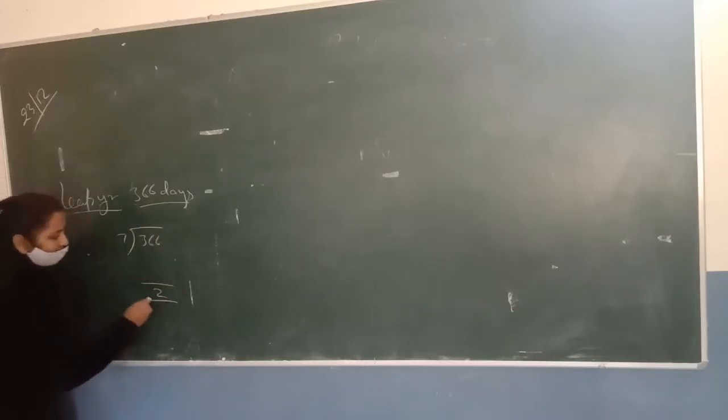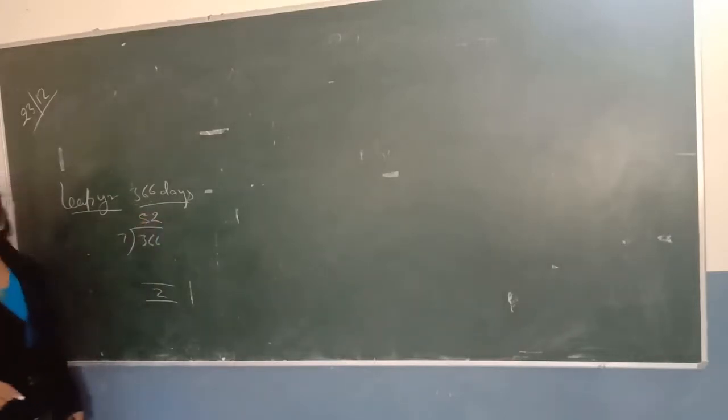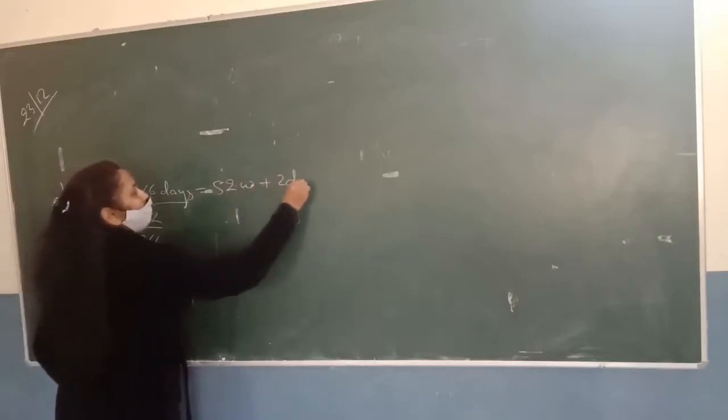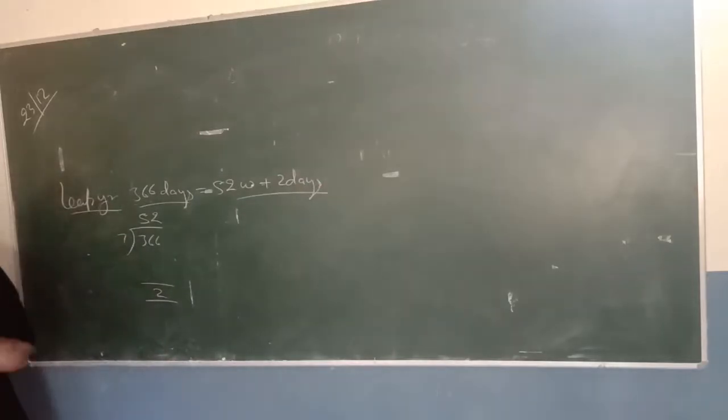Okay, for the leap year question we should first know how many weeks are there in a leap year. You can divide 366 by 7, and we will get 2 as a remainder. It means exactly 52 weeks are there, but 2 days are left. Exact 52 weeks are complete, and apart from that these 2 days are left with us. Okay?